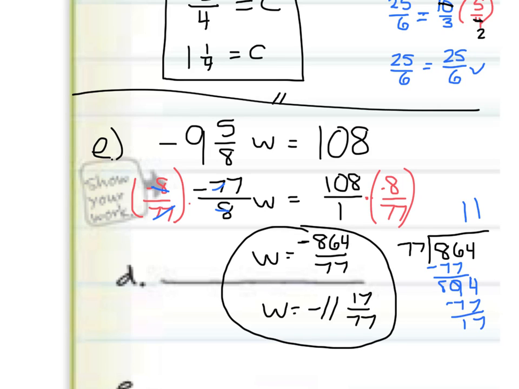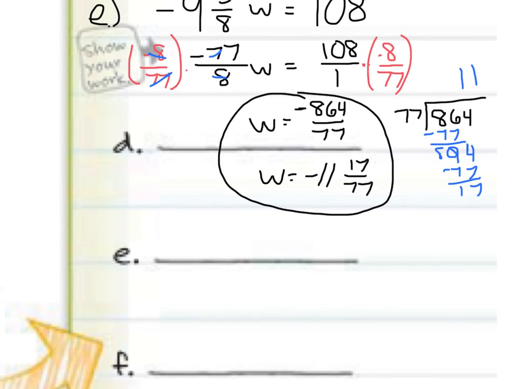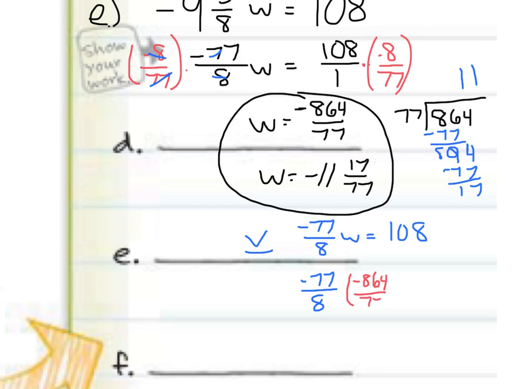Now, to finish this question by showing a lovely check step, we'll start with the original improper equation, negative 77/8 W equals 108. We'll substitute in our W, negative 77 over 8 times negative 864 over 77, equals 108. And cross-simplify.